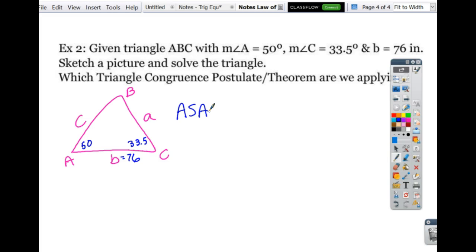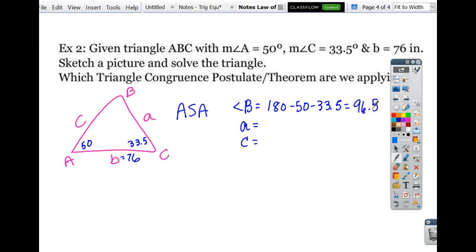Okay, everybody stop talking. So for real, stop talking. So we're missing angle B, side A, and side C. I'm missing the three of those. So the first thing I'm going to do is find angle B. I'm going to take 180 minus 50 minus 33.5, with that scary decimal Isaac's afraid of. What is it? I got 96.5.